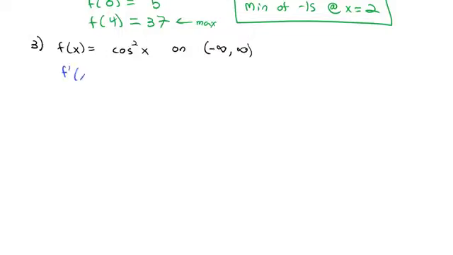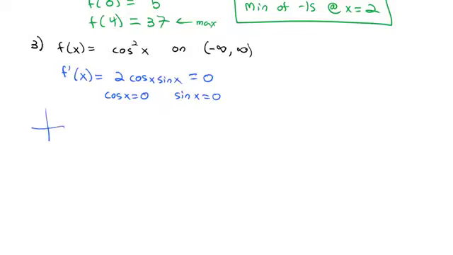So first, f prime of x, the derivative. It's a chain rule, so we have 2 times the cosine of x times the derivative of cosine, which is negative sine. And we want to know when that derivative is equal to 0. Well, it's already factored. We just have the cosine of x equals 0 and the sine of x equals 0.